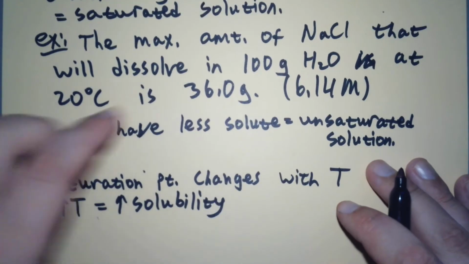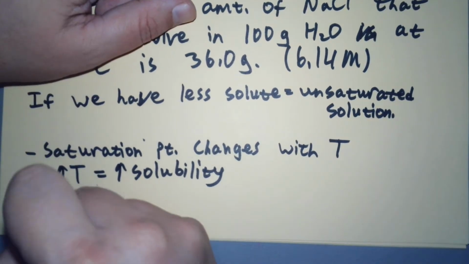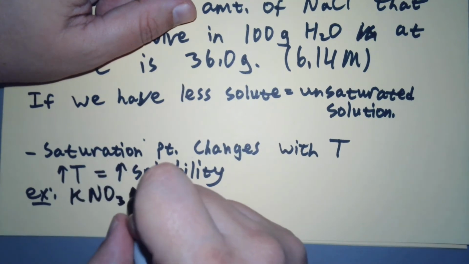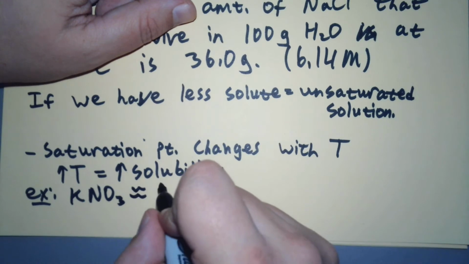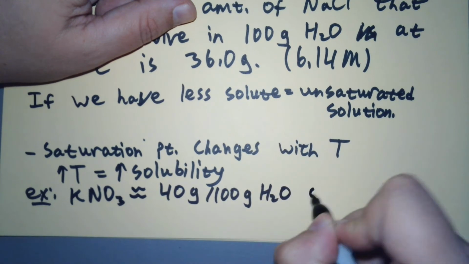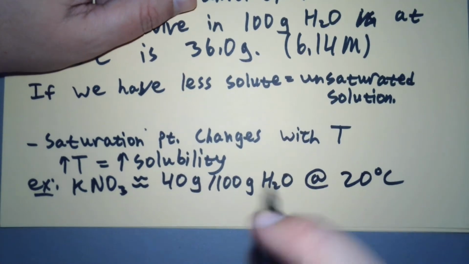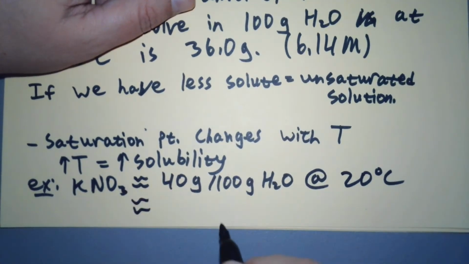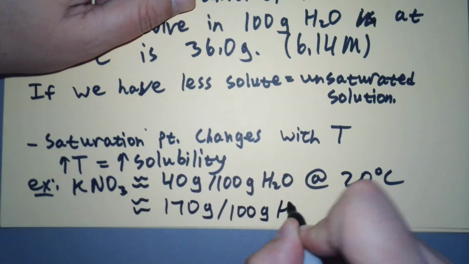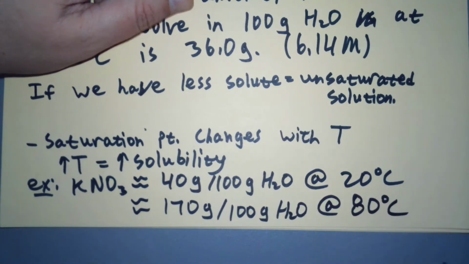It's not a huge change for sodium chloride, so I'm actually going to go to a different compound here. So for example, potassium nitrate is about 40 grams per 100 grams H2O at 20 degrees Celsius. So at room temperature you can get about 40 grams in there. But if you heat it up, you can get about 170 grams per 100 grams of H2O just by getting up to 80 degrees Celsius. So not even the boiling point of water, but pretty warm.